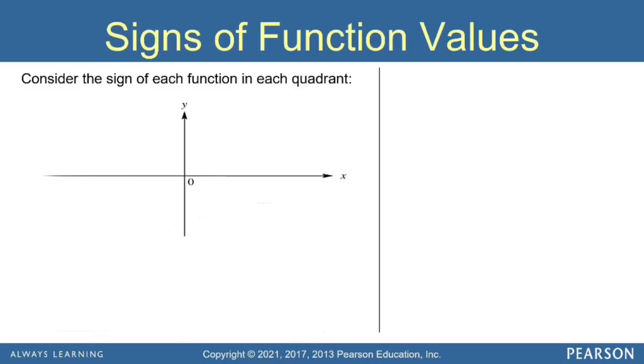Now let's talk about the signs of the function values. We saw in section 1.3 that the functions can be positive or negative depending on what quadrant the terminal side of the angle falls in. So let's look at that a little more closely. So here we have a coordinate system, and let's think about what happens in quadrant 1.